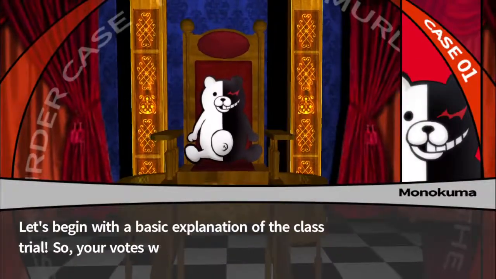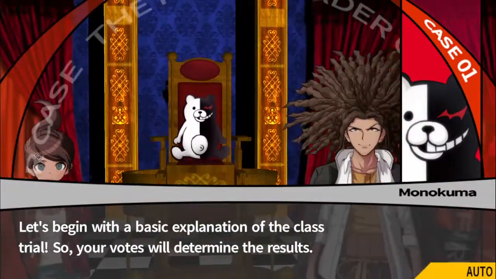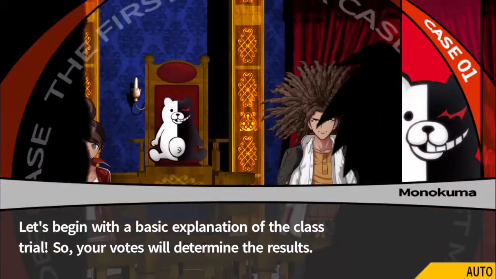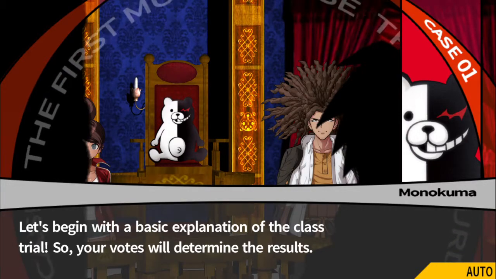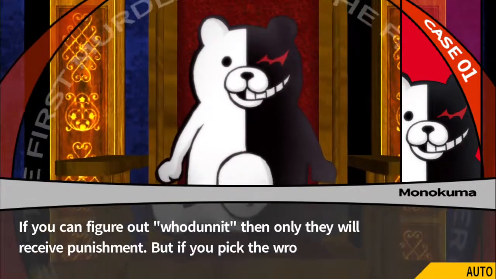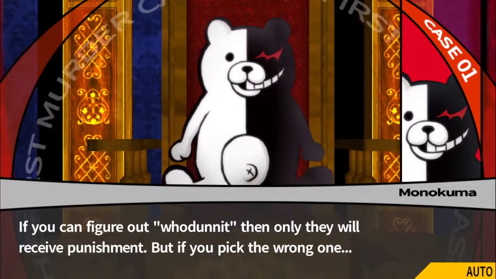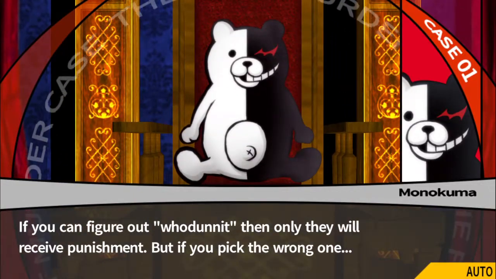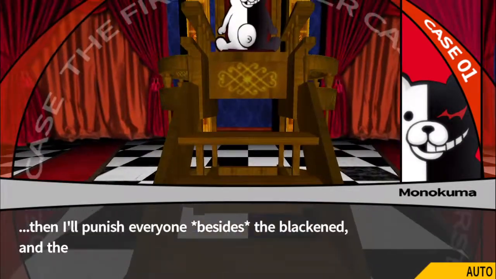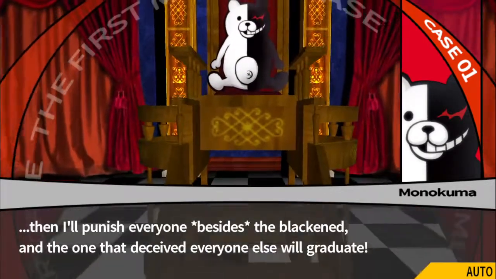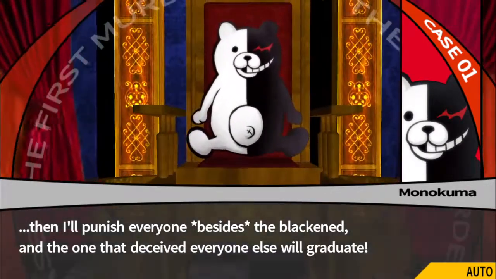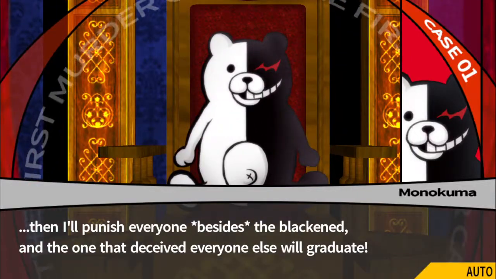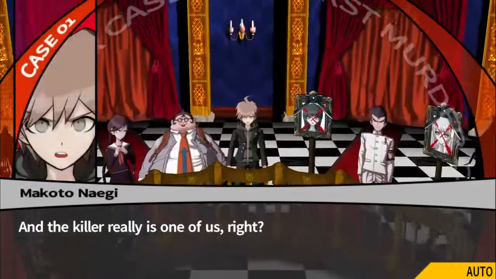Let's begin with a basic explanation of the class trial. So, your votes will determine the results. If you can figure out who done it, then only they will receive punishment. But if you pick the wrong one, then I'll punish everyone besides the blackened, and the one that deceived everyone else will graduate. And the killer really is one of us, right?